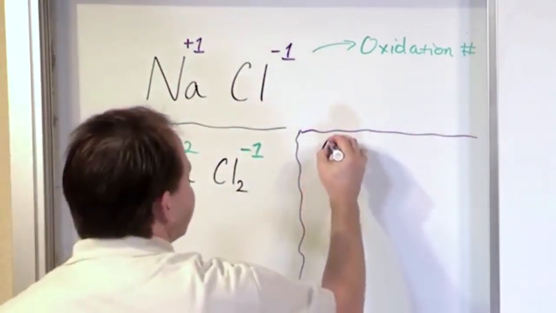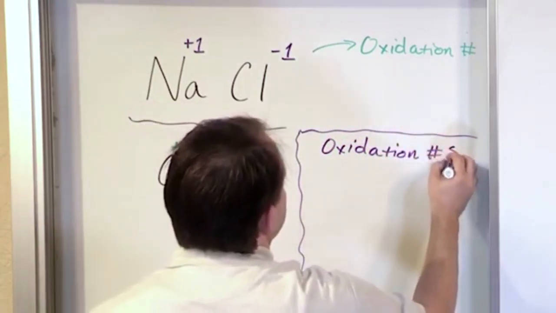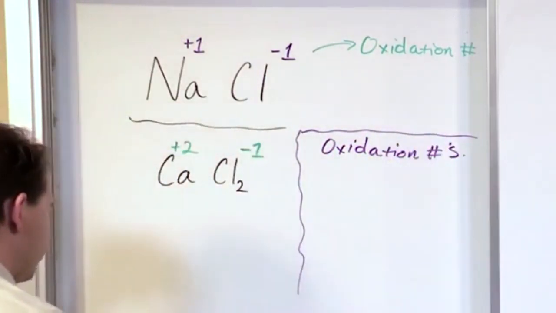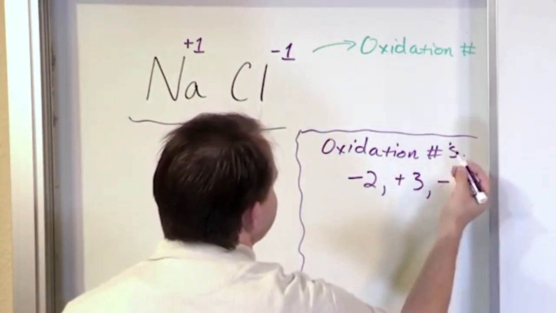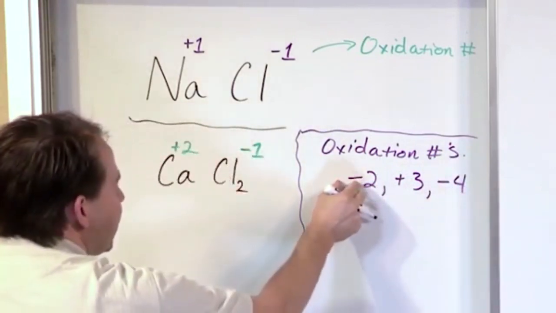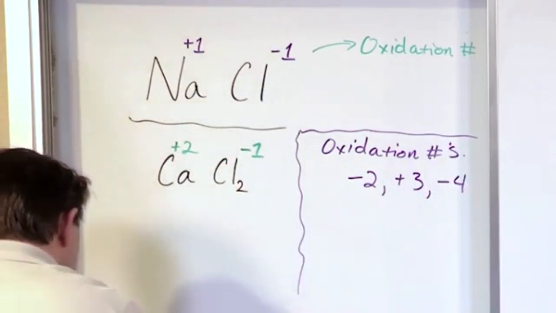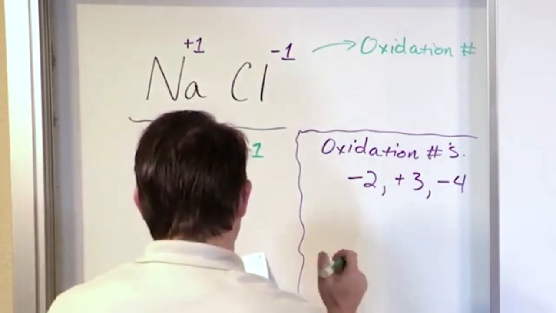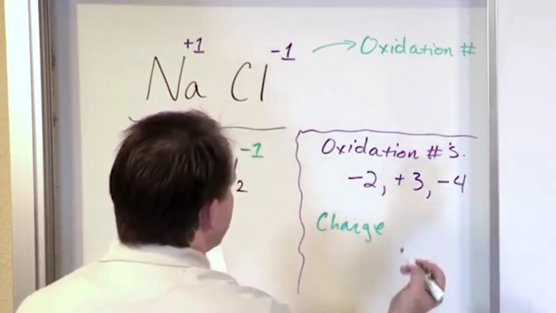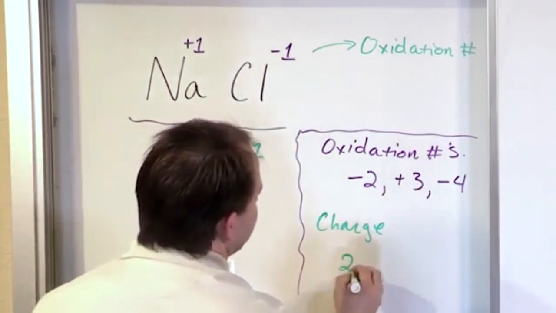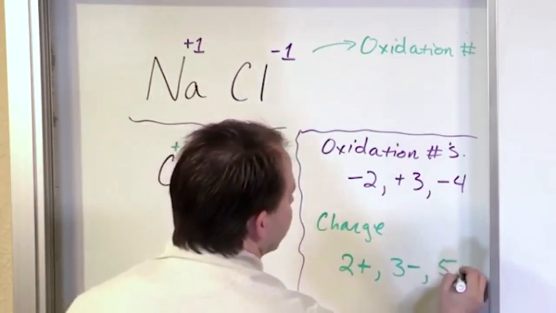For oxidation numbers, it's a convention that you write it like this: -2, +3, -4, whatever. You put the sign and then you put the number. So it's +3, -4, -2, whatever. Back from before when we did the charge, we typically like to write that as 2+, 3+, 5-, whatever.